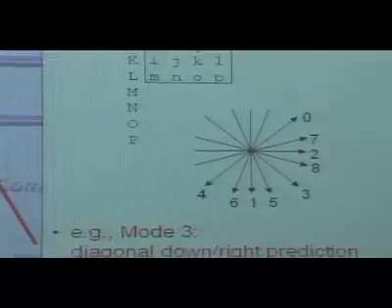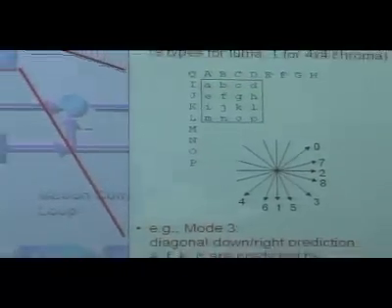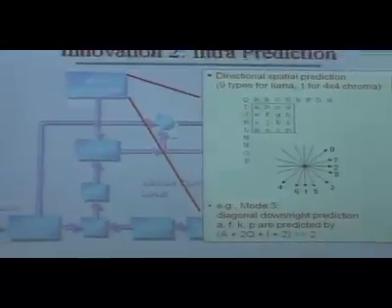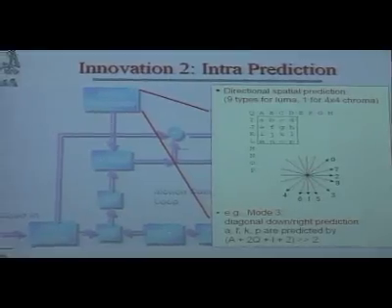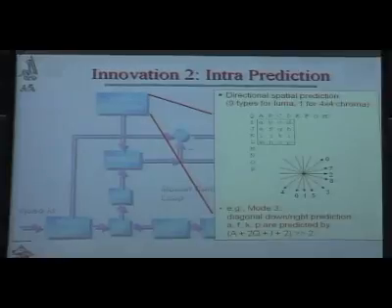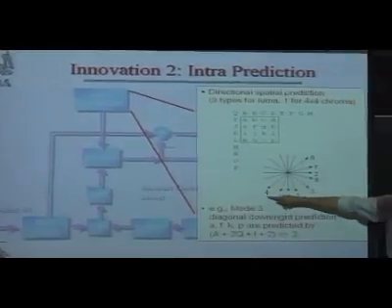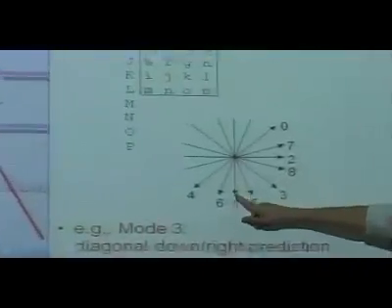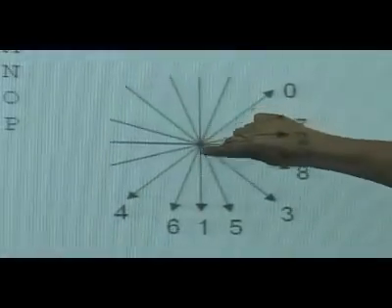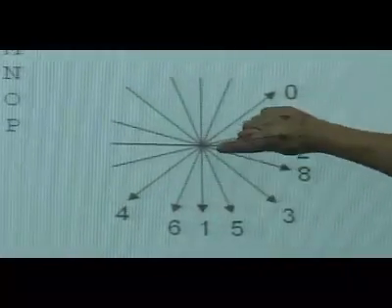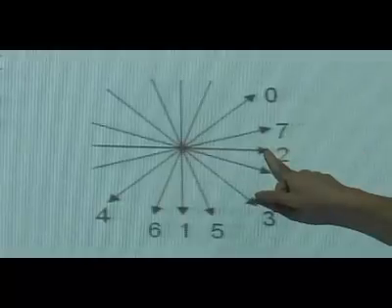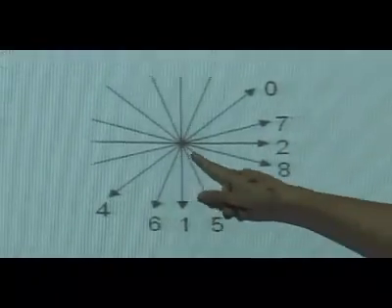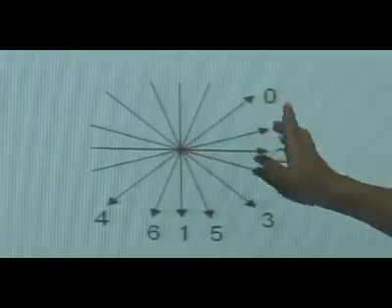Innovation number 2, intra-prediction. This is huge. This is one of the main reasons why it's doing so well. It has directional prediction of pixels when they do encoding, so you are allowed to choose a mode. Mode 1 is to predict yourself from the pixel down here. Mode 2 means you predict yourself from the pixel over here. Likewise, mode 3 is a diagonal prediction. Mode 0 is a diagonal up direction.